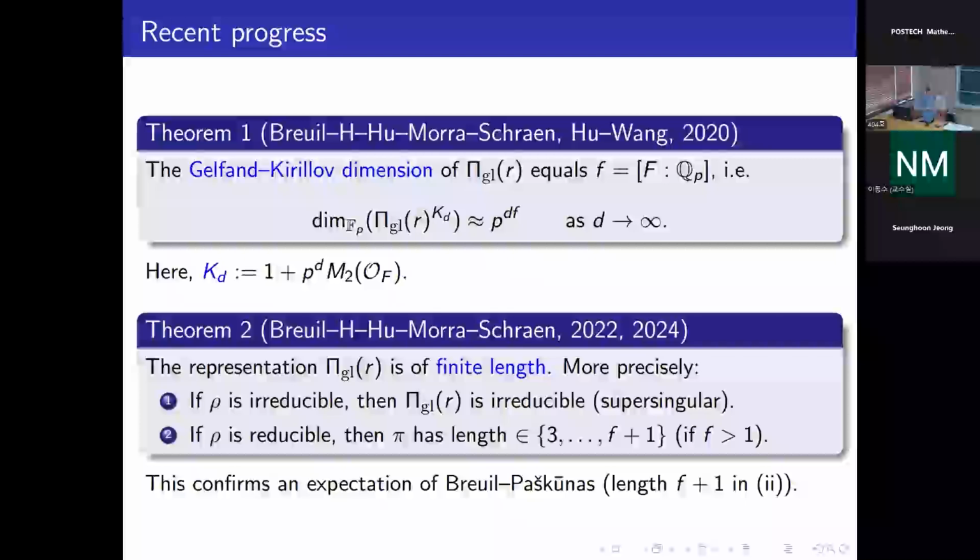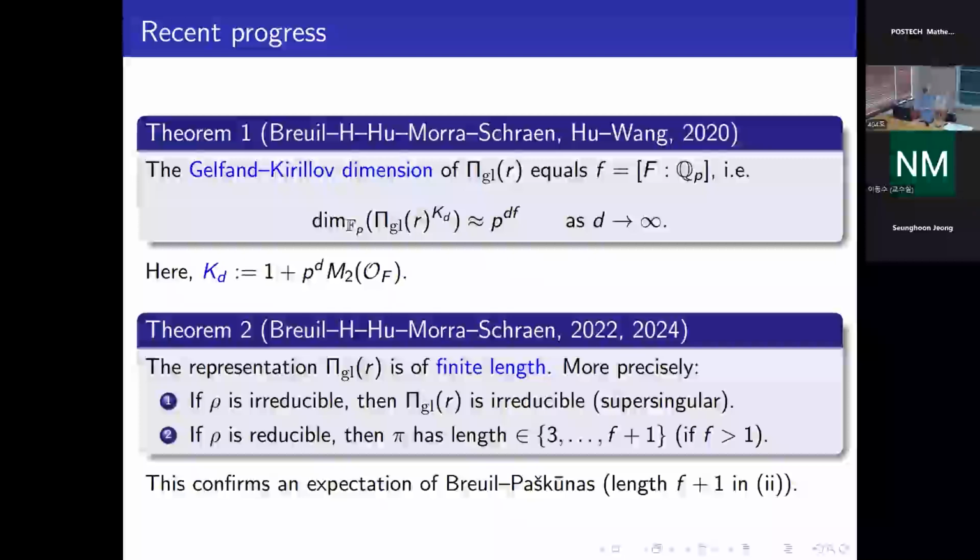I mean, the global representation is not irreducible, but it has length between 3 and F plus 1. And F plus 1 is the expected actual number. So we expect that in the second case, the reducible case, this pi global of R is not irreducible, but it's built out of just F plus 1 irreducible objects. And we got close. It's between 3 and F plus 1. So when F is equal to 2, we know it's exactly F plus 1.